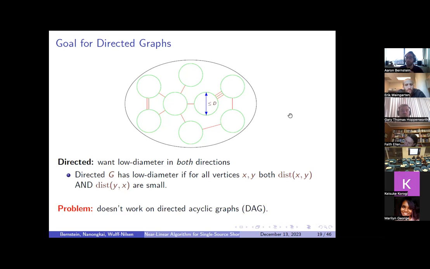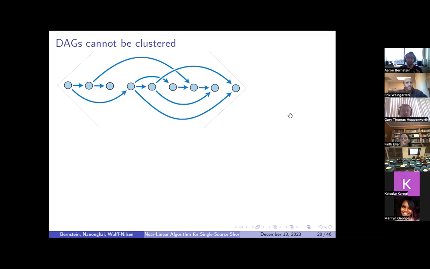Unfortunately, this is just not possible. Like this goal simply cannot be achieved. And the reason is because of DAGs, directed acyclic graphs, sorry. So in particular, imagine that you have a DAG. So this has no cycles, and in particular, there are no two vertices that can both reach each other. So there just is no component that you can have that has low diameter. And so because of this, although low diameter decomposition has been used in undirected graphs for a long, long time, it basically hadn't been used for directed graphs until very recently because it just felt like the natural goal simply does not work.